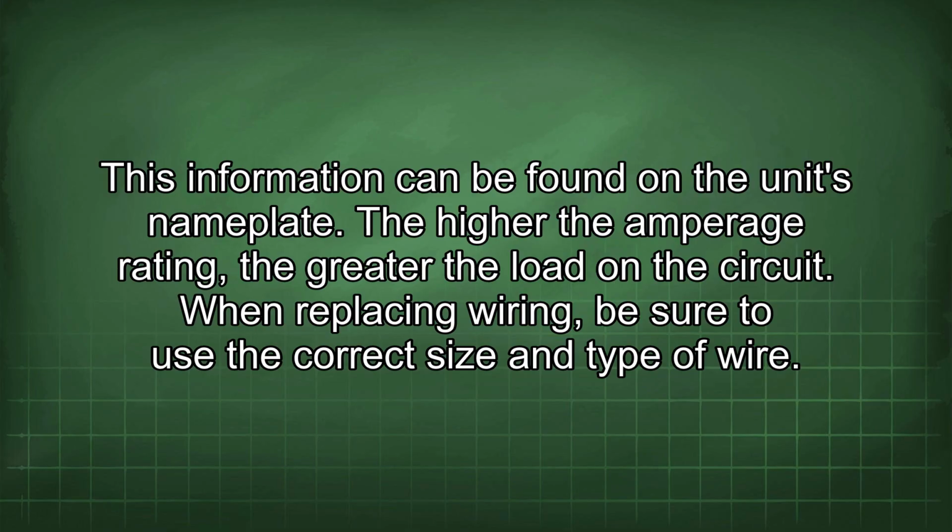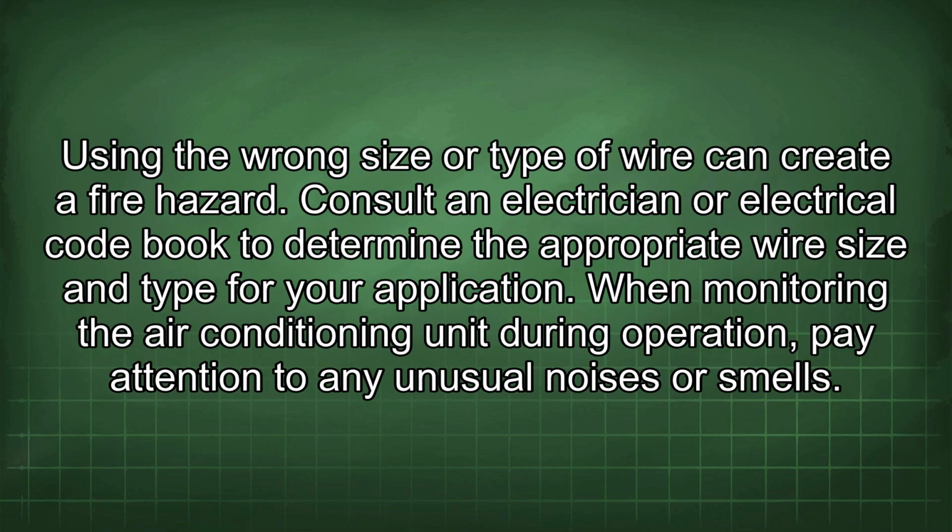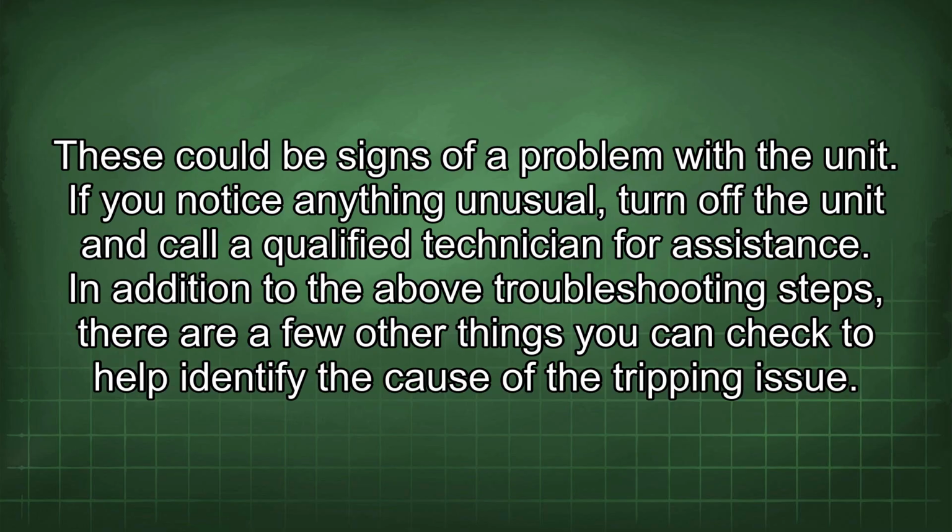When replacing wiring, be sure to use the correct size and type of wire. Using the wrong size or type of wire can create a fire hazard. Consult an electrician or electrical code book to determine the appropriate wire size and type for your application. When monitoring the air conditioning unit during operation, pay attention to any unusual noises or smells. These could be signs of a problem with the unit. If you notice anything unusual, turn off the unit and call a qualified technician for assistance.